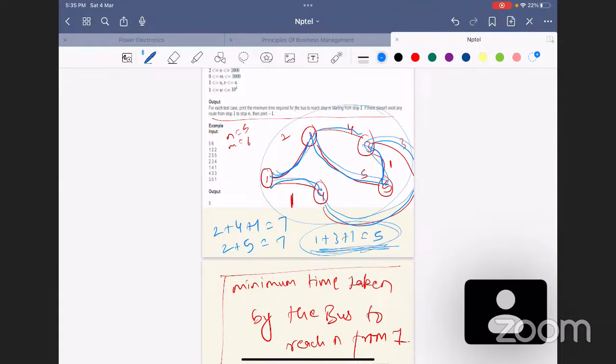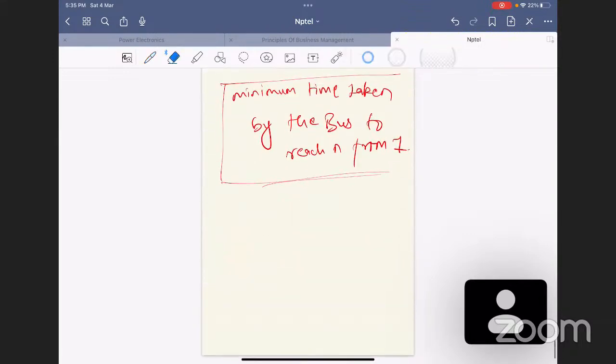Okay, so this is about the problem statement. So in short, the problem says that you are a bus planner, bus route planner.